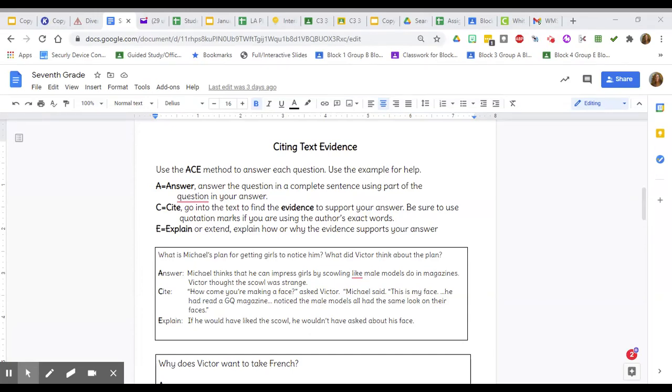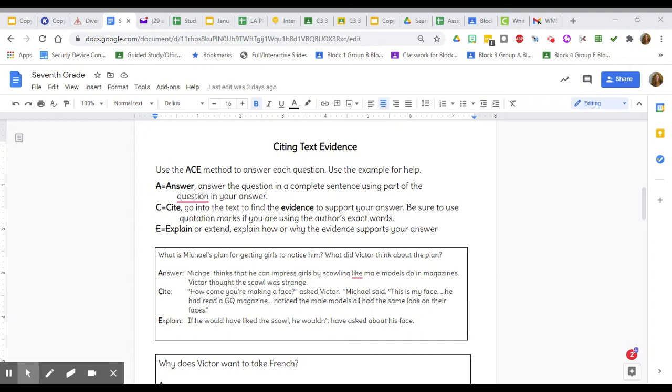Good morning. When you are citing text evidence using the ACE method, you need to follow 3 steps. And this would be whenever you're answering a text specific question. You always have to answer the question using part of the question in your answer, making sure to cite evidence. So that means you have to go into the text to look for something to support your answer.